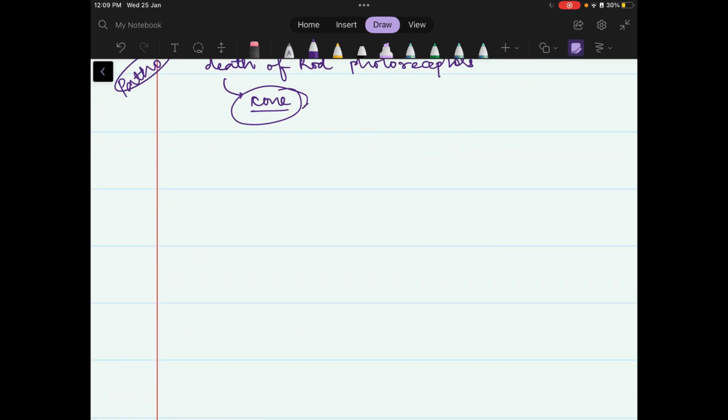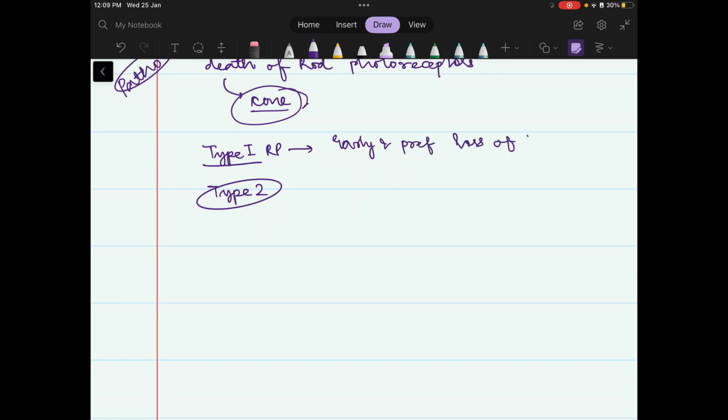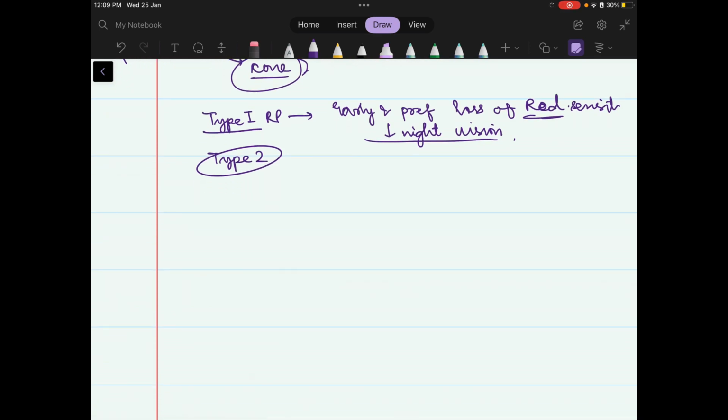Now, on the relative involvement of rods and cones, we divide this into two categories: type 1 retinitis pigmentosa or type 2. So what is type 1? Type 1 is an early and preferential loss of rod sensitivity. Okay? So if the rods are involved, then the main clinical feature will be diminished night vision, because rods are meant for scotopic vision. Then progressively it can cause complete visual loss.